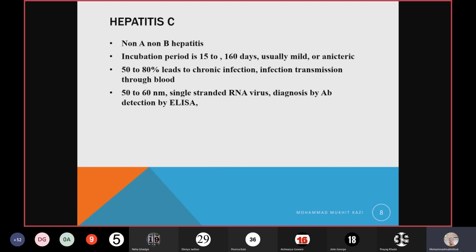Infection transmission is through blood, same as hepatitis B. If you measure the size of the virus, it is 50 to 60 nanometers, a little larger than the other one. They are single-stranded RNA viruses, and diagnosis is usually by detection of the antibodies by the ELISA test.